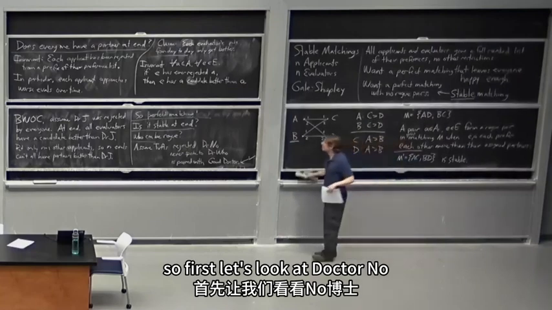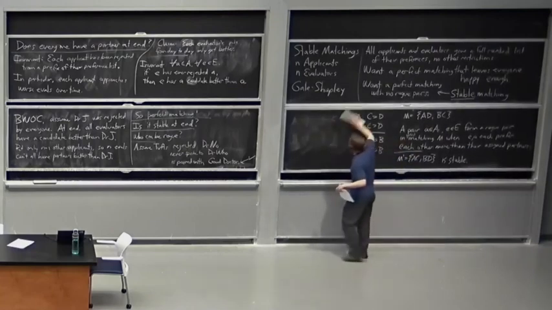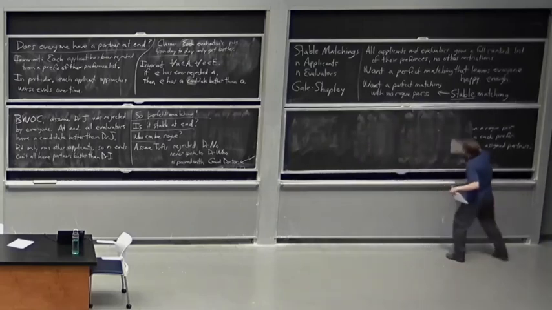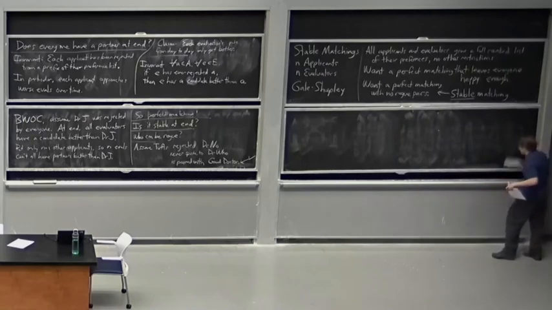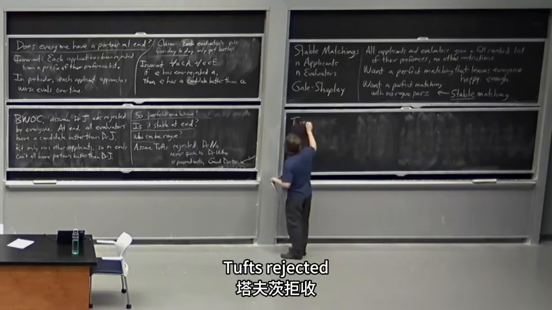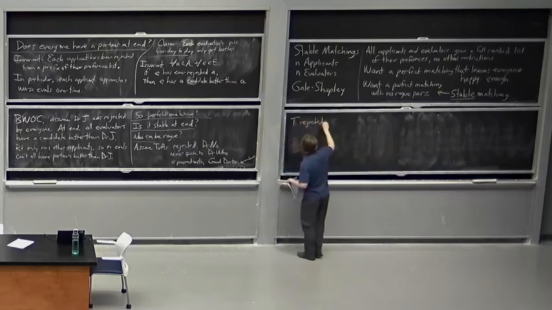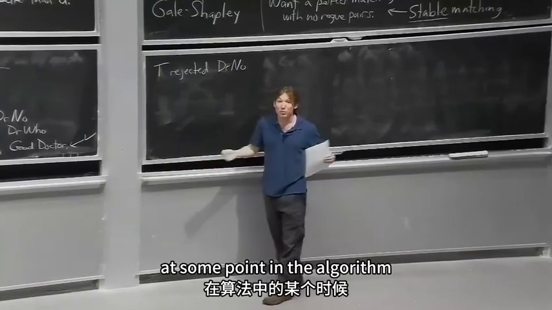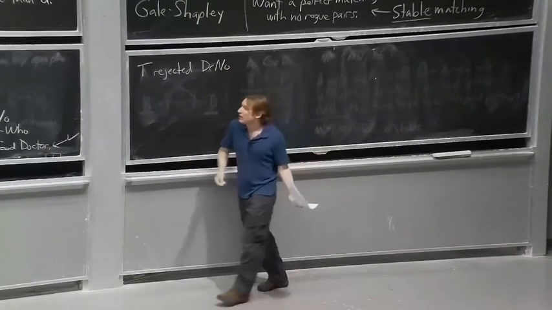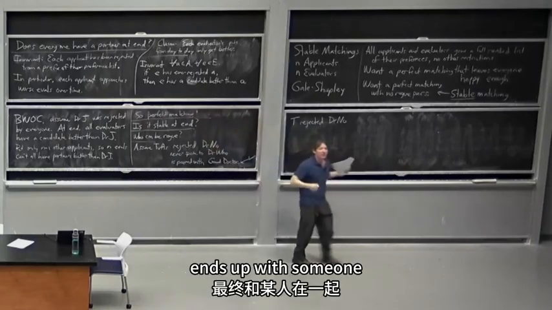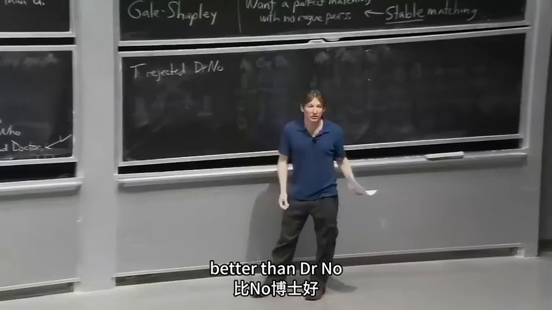So first, let's look at Dr. No. Tufts rejected Dr. No at some point in the algorithm. And because of this invariant that we found, we know that Tufts ends up with someone better than Dr. No.